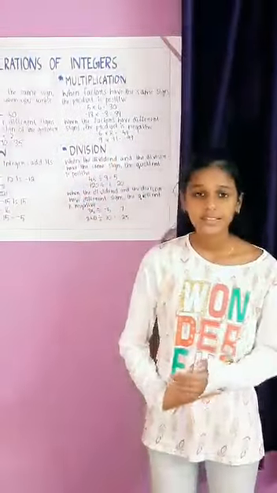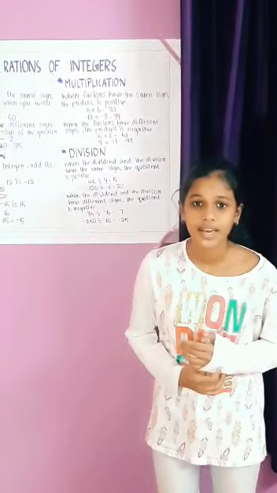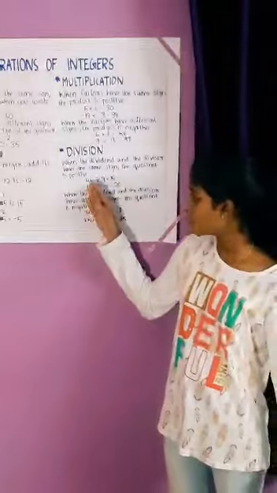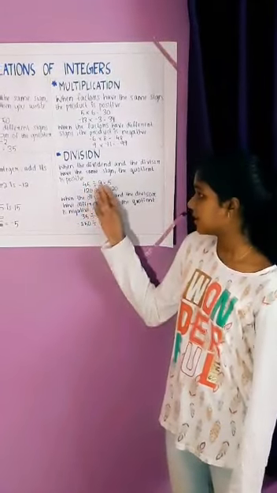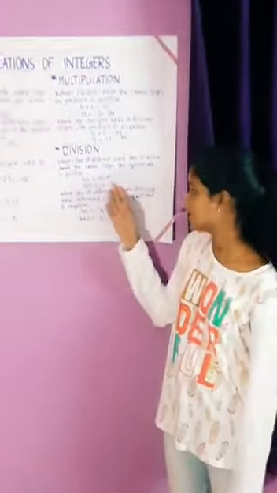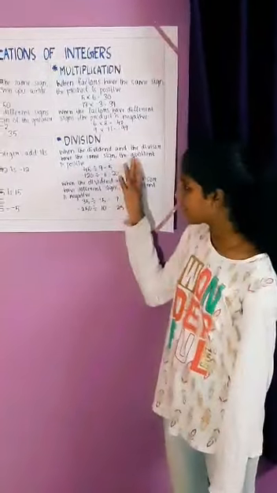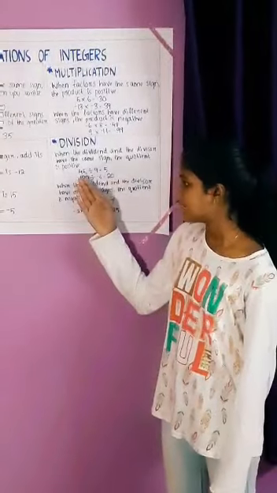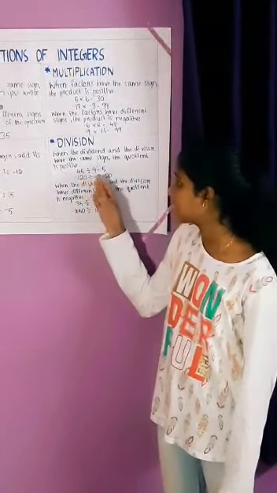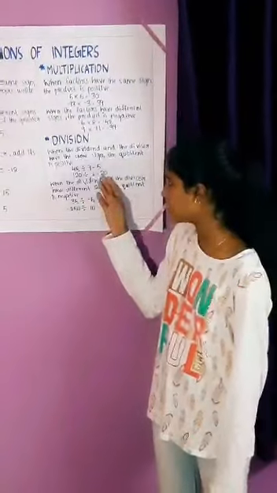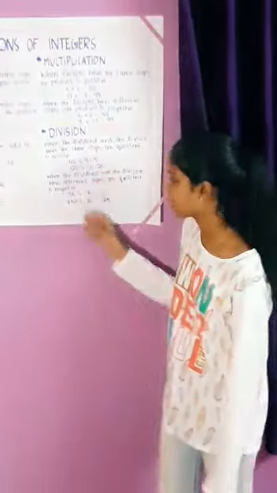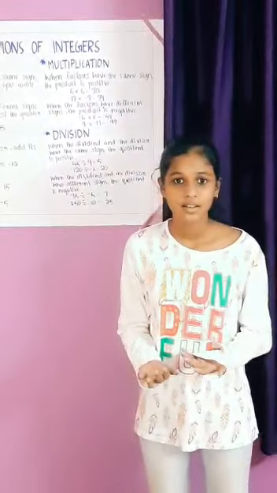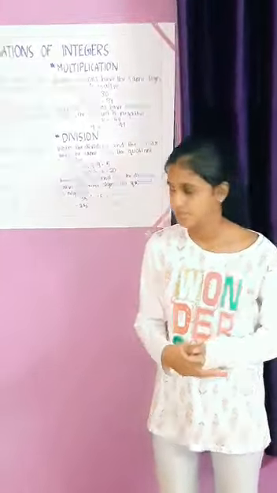So now it is division. When the dividend and the divisor have the same sign, the answer will be positive. For example, positive 45 divided by positive 9 is equal to positive 5. And in the case of negatives, the same rule will be applied, that is negative 120 divided by negative 6 is equal to positive 20. And what if the dividend and the divisor have different signs? Yes, the answer will be negative.